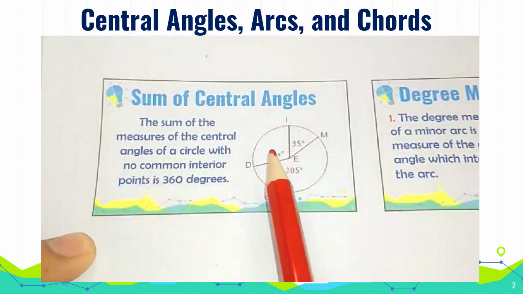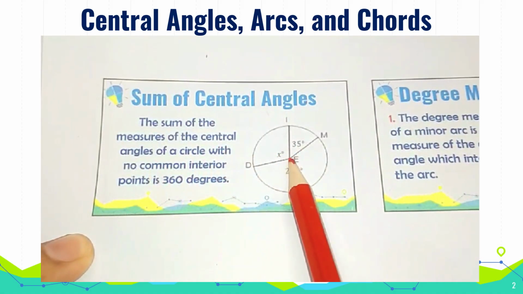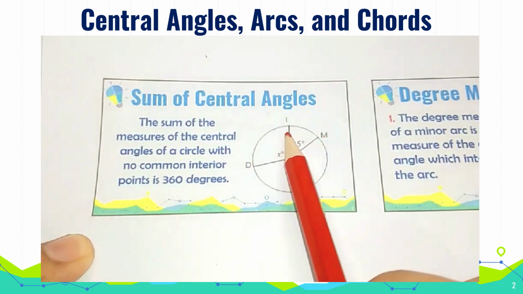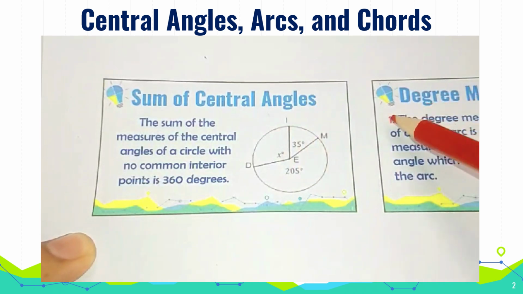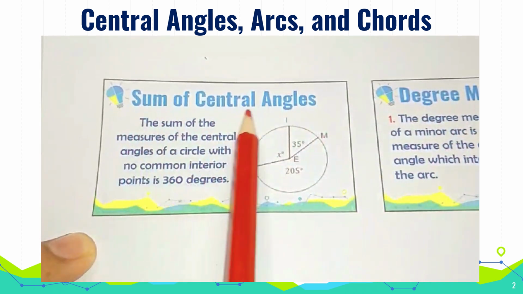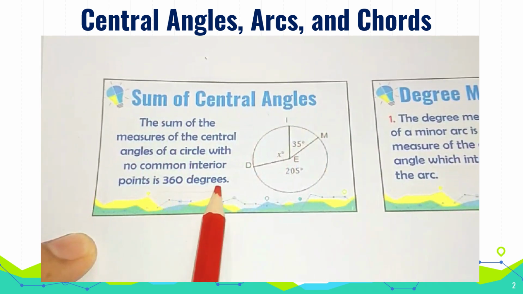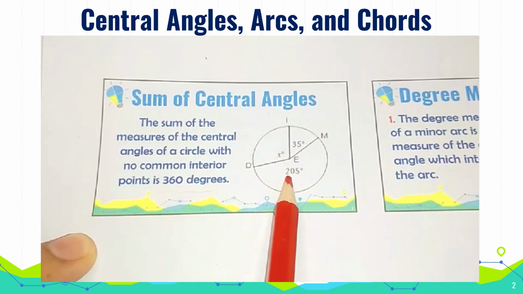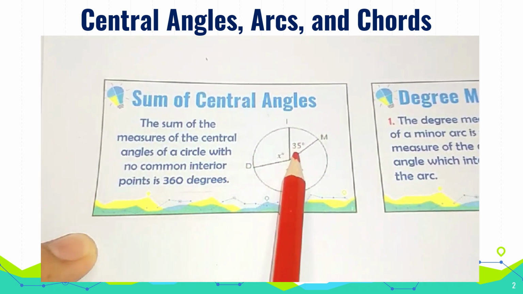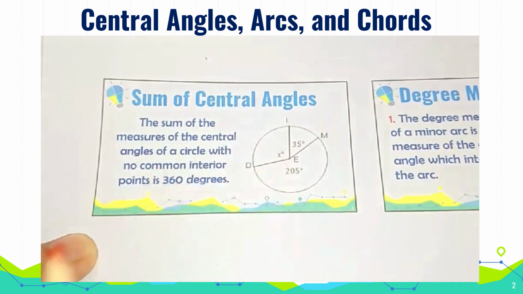Central angles are angles formed from the center and the two radii, the radius here and another radius here. So, when we have the sum of central angles, the entire circle has 360 degrees. So, if we have here 205 degrees and 35 degrees, what then is the value of x?